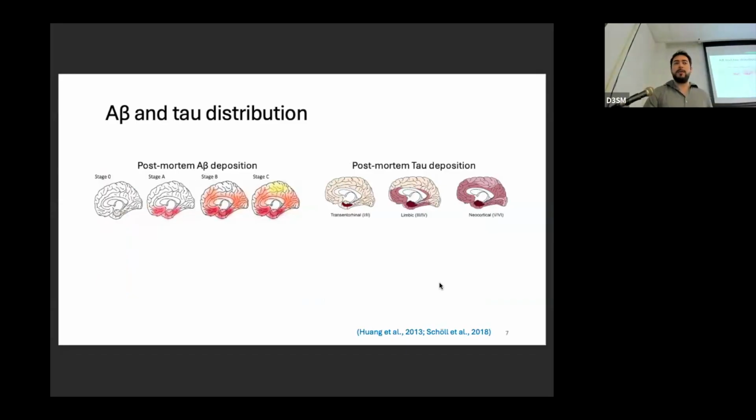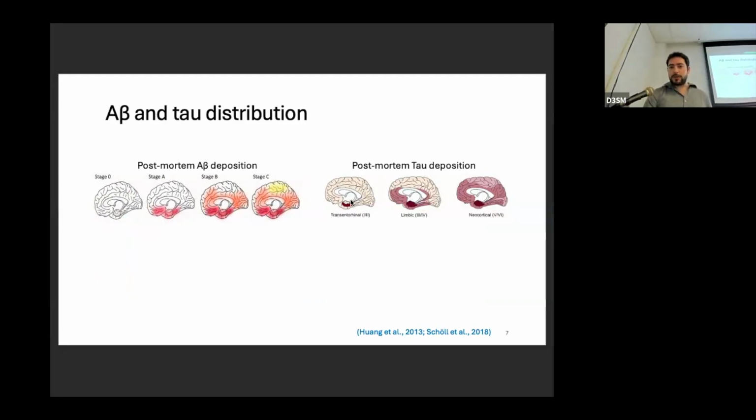Alzheimer's disease tends to follow a relatively stereotypical pattern of distribution. For amyloid, for example, it starts accumulating in temporal lobe regions and the basal forebrain, and then it starts extending more diffusely across the cortex. And in the late dementia stages, based on neuropathological studies, we see that it's pretty much all over the brain.